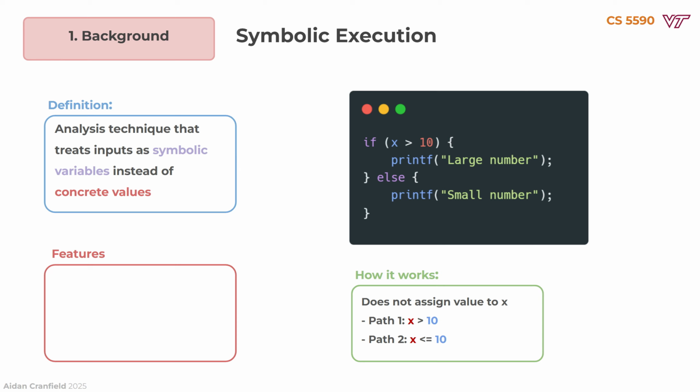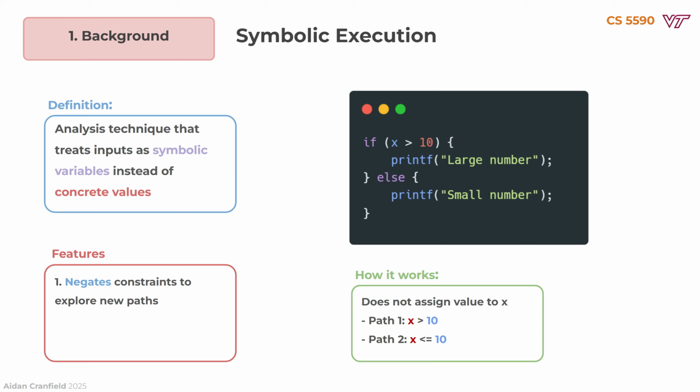Symbolic execution is a program analysis technique that treats inputs as symbolic variables instead of concrete values. This allows the execution to explore multiple paths in a program simultaneously by maintaining logical constraints on inputs rather than just executing the code with specific values. If we look at the conditional here on the right and apply symbolic execution, we can see that two paths appear.